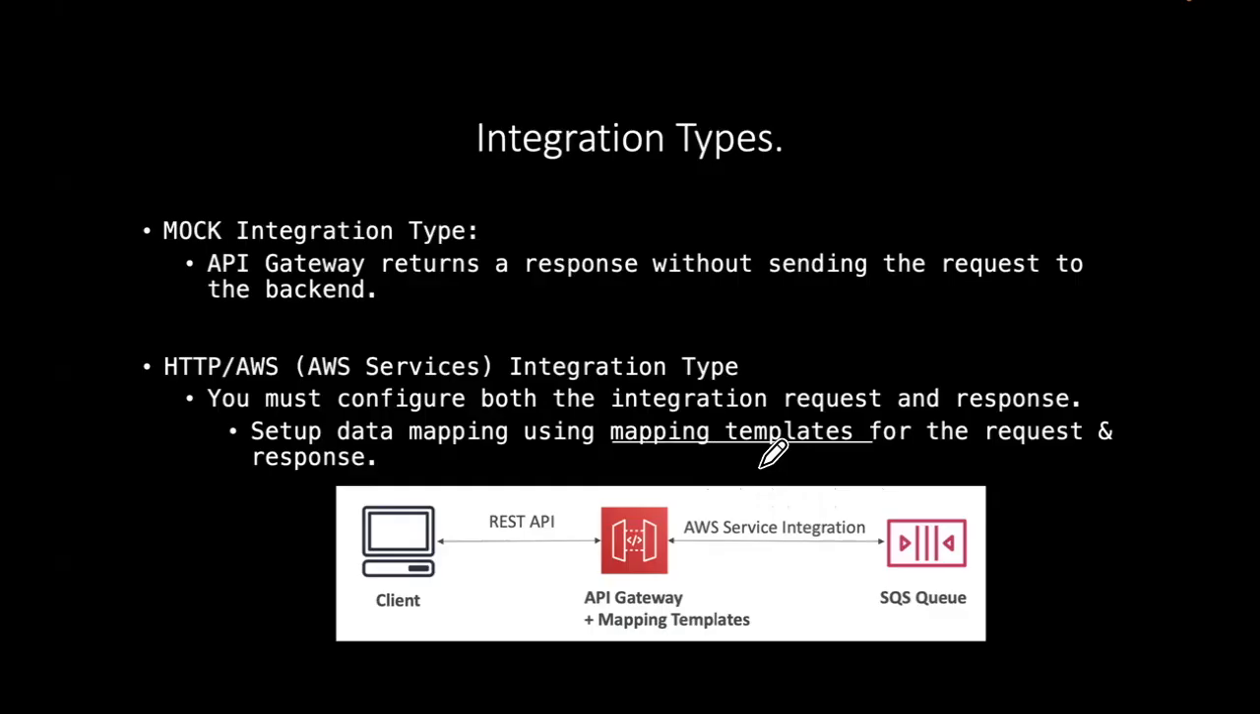But for now, given that we won't actually be doing this, I'm just making you aware that there is this integration type called HTTP/AWS. If that is the type of integration that you want for one particular endpoint in your web API, then you have to code up a mapping template and attach that mapping template to your web API. That's what I'm getting at there.